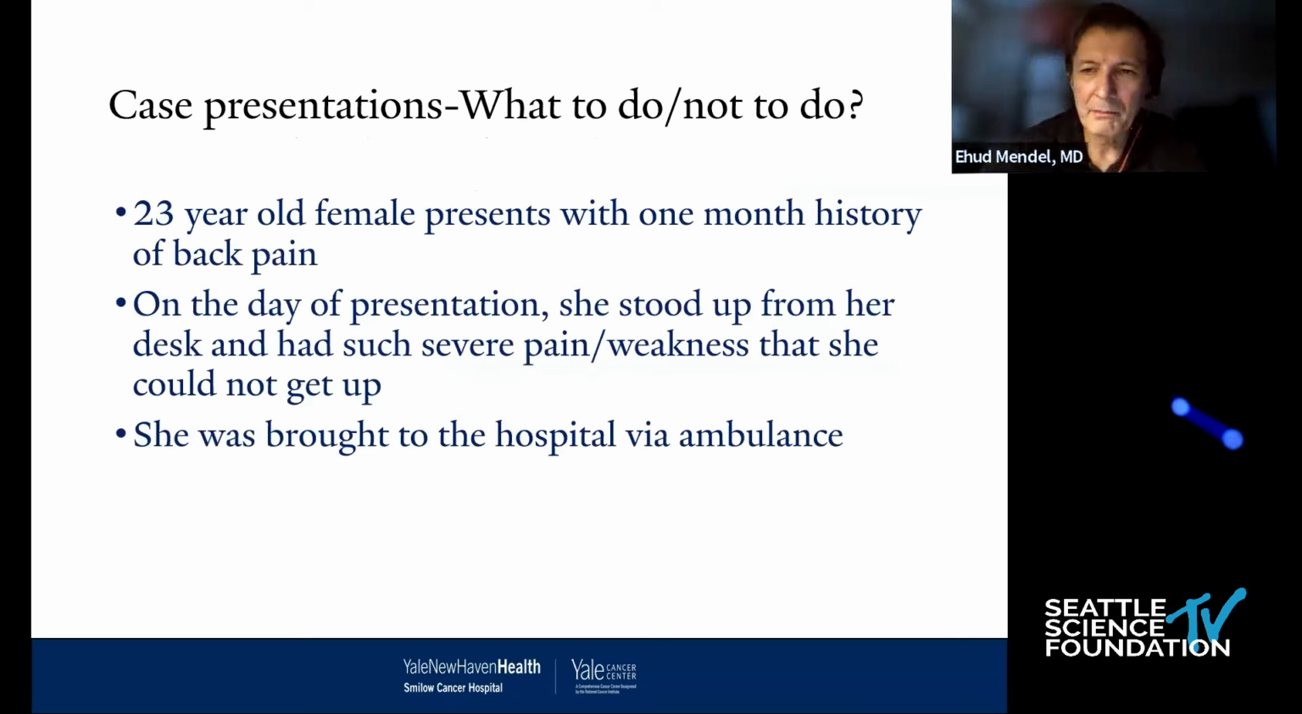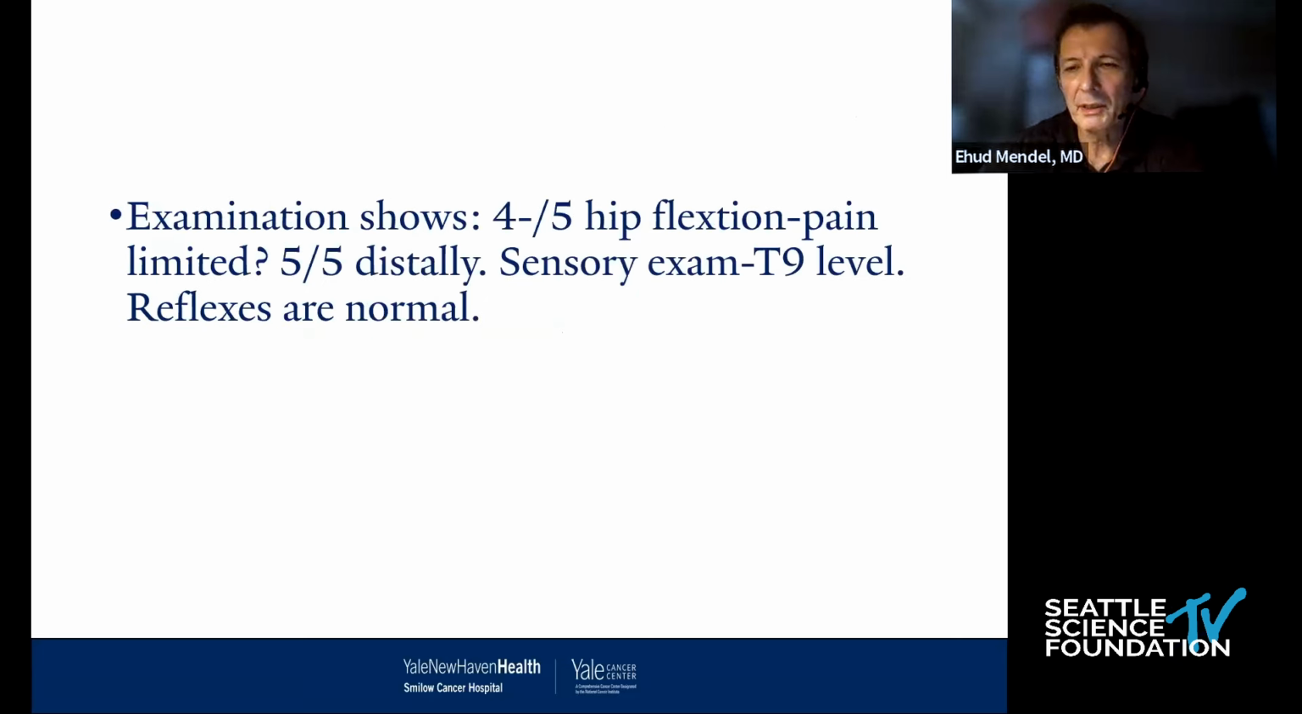So I wanted to start with some cases to give you a feel a little bit about the things that I deal with. And I started with this case. This is a 23-year-old female. She comes in with a 1 month history of back pain. On the day of presentation, she stood up from her desk, developed immediate onset of acute back pain, subjective weakness, and could not get up. She was brought to the emergency room where she has mild hip flexion weakness, a sensory level at T9, neurologically intact otherwise. Again, just mild, maybe pain-limited weakness, but about 4 out of 5 hip flexion.